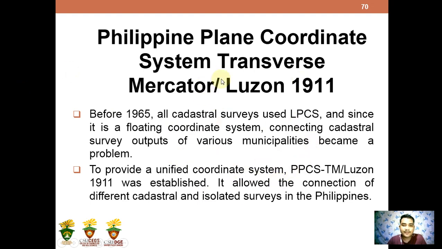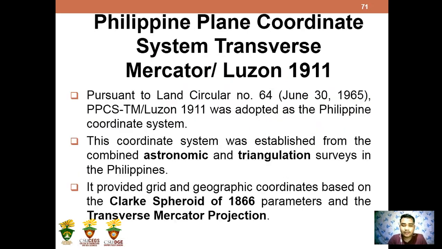Dili na dapat magbalikod pa tong 20,000, 20,000 nga or local coordinates. And pursuant to Land Circular number 64 or LC64, dated June 30, 1965, PPCS-TM Luzon 1911 was adopted as the Philippine Coordinate System sa Philippines. This coordinate system was established from the combined astronomic and triangulation surveys in the Philippines.